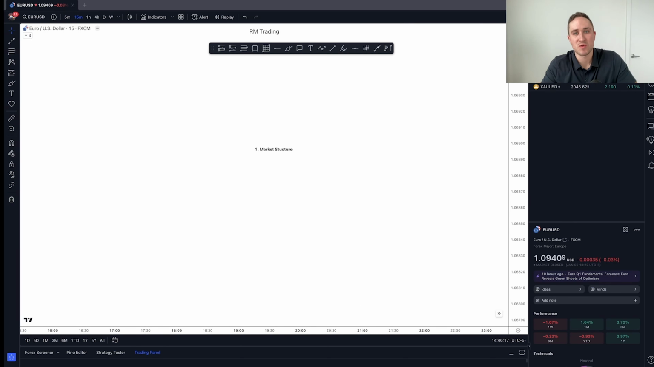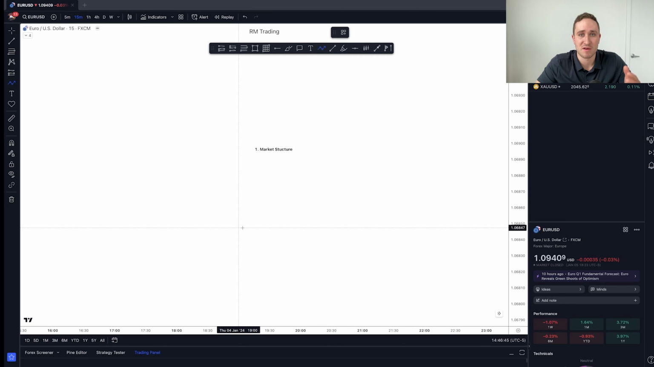All right, so topic number 1 is going to be market structure. So there are 2 types of structure when we're talking about the market. There is bullish structure and there is bearish structure. Bullish structure is when the market is going higher, producing higher highs and higher lows. And bearish structure is when the market is producing lower lows and lower highs. I will draw examples of those right now.